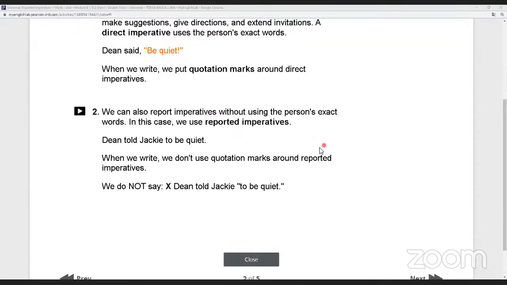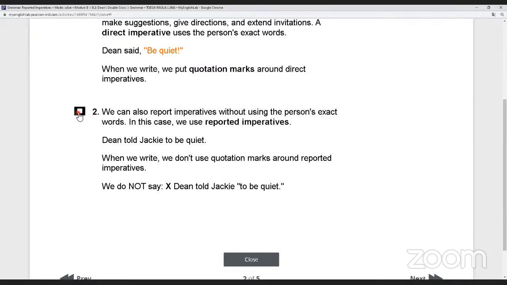So we have the reported imperatives where we're gonna make other modifications, right? In this case, we're not gonna use the person's exact words. We're gonna change a little bit, and let's listen to the second point.